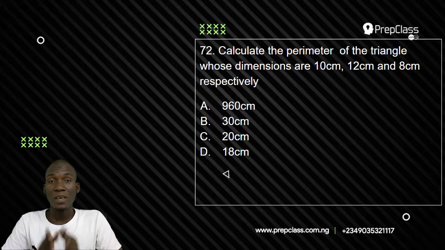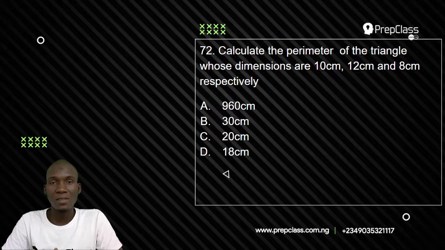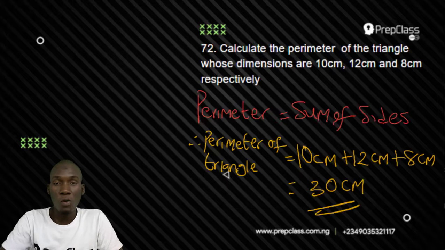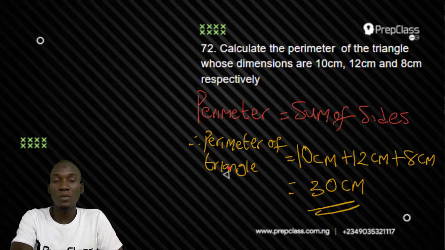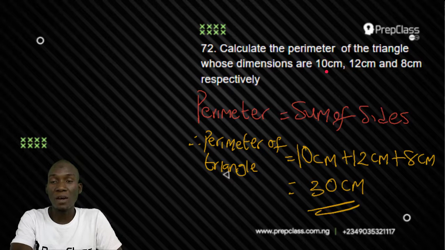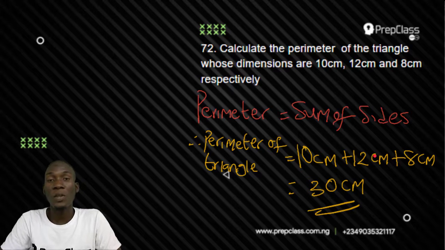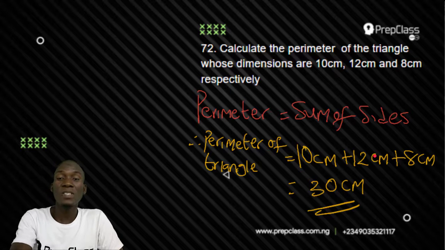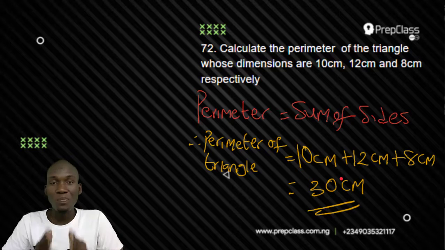Now what is perimeter? Perimeter means sum of sides. So it means we are going to sum the sides of the shape to get its perimeter. So to get the perimeter of the triangle here, we are going to sum the sides of the triangle. So we have perimeter equals sum of sides. Now perimeter of triangle is going to be 10 centimeter plus 12 centimeter plus 8 centimeter, and that's going to give us 30 centimeter to be the perimeter of the triangle.